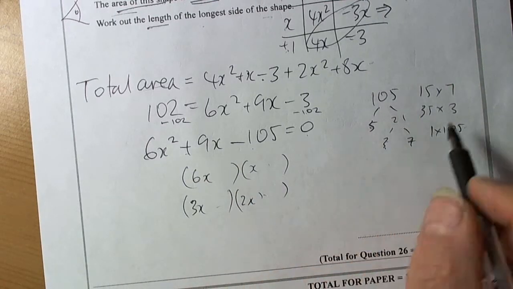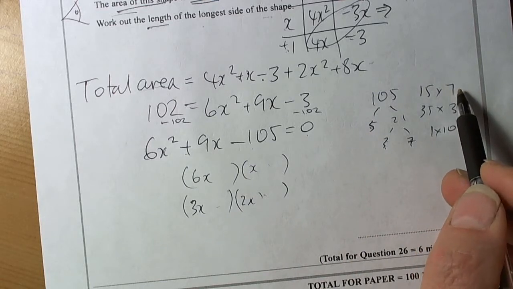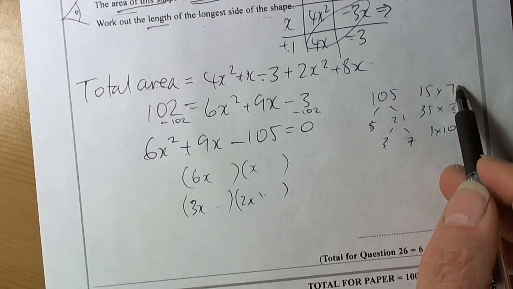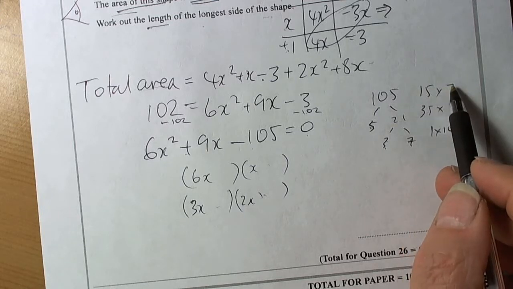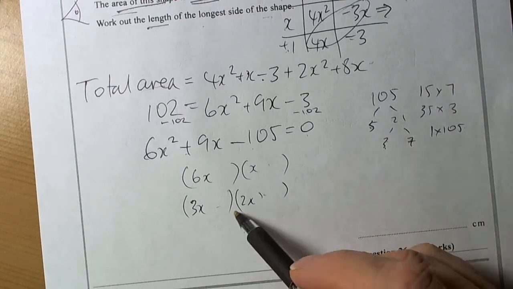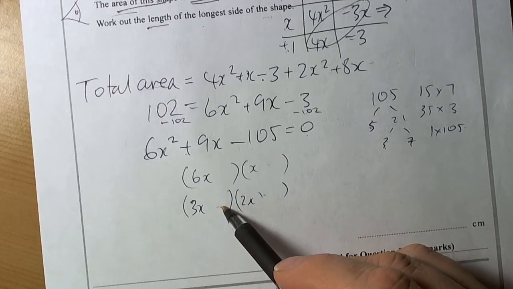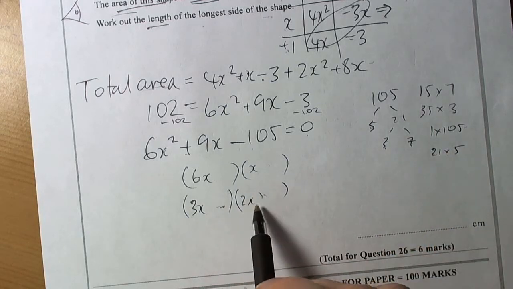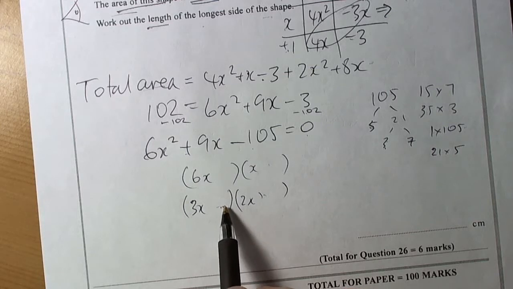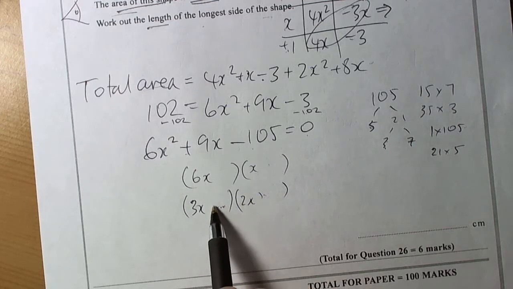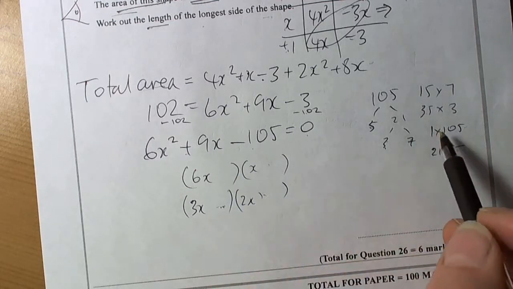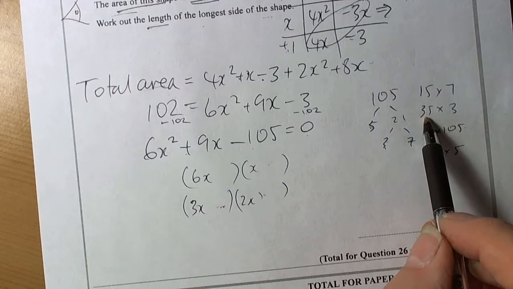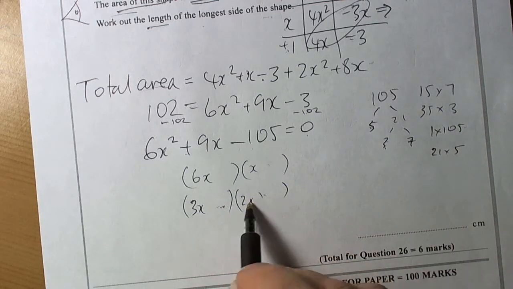So which combination is going to do it? So we've got 3x. We've also got 21 times 5, of course, so let's make sure that doesn't work. No, it doesn't seem to work. Bear with us. So let's have a look.